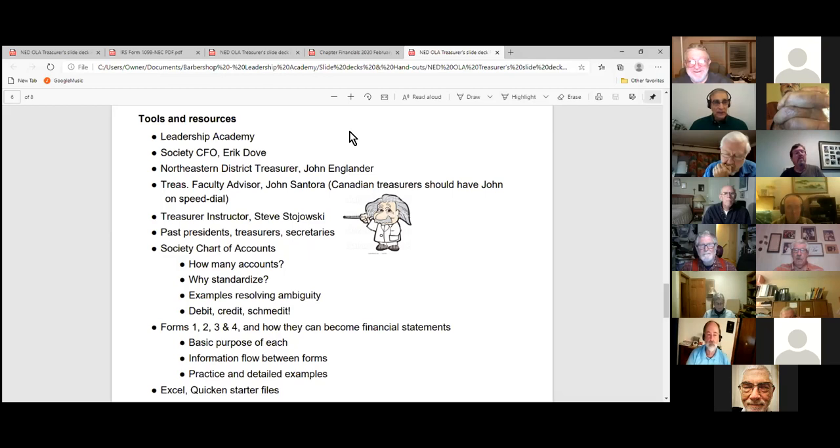resources. When I had questions, I would call the CFO. At the time, was a guy named Frank Santarelli. You have a district treasurer, John Englander. You have a treasurer faculty advisor. It's sort of like my boss. And John Santora, you might know the name. He spent many years up in Canada. So if you have questions with a Canadian twist, you can ask John because he knows everything about Canada.